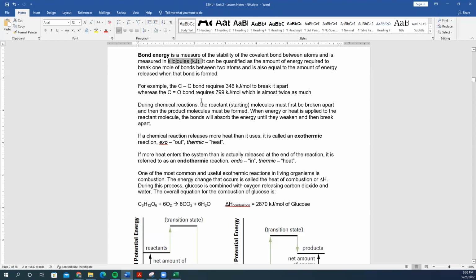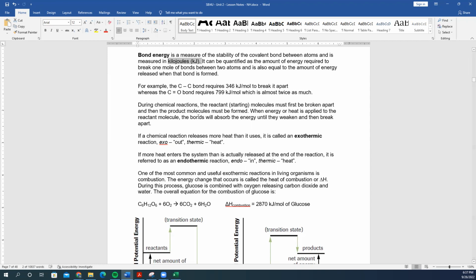If you compare that to a carbon-oxygen double bond, that requires 799 kilojoules per mole, almost twice as much. So really, the type of bond between different atoms has a lot to do with how much energy it takes to break it apart, or how much energy is released when the bond is formed.